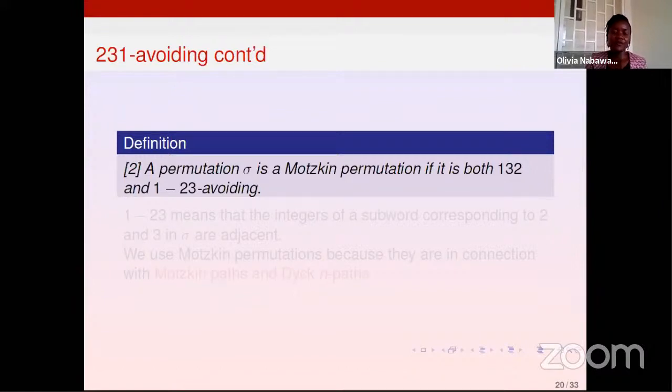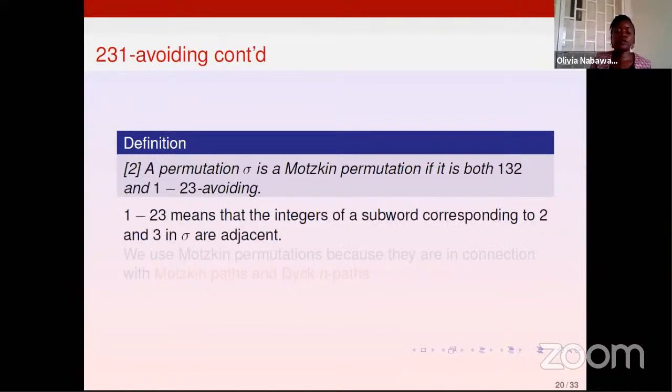Now I have another definition here, which I'm introducing because I'll need it somewhere. That is a Motzkin permutation. In their work, Mansour and colleagues defined a Motzkin permutation as one which is both 132 and 123 avoiding. And by 123 avoiding, we mean that in sigma, the subwords corresponding to integers 2 and 3 are adjacent in sigma.